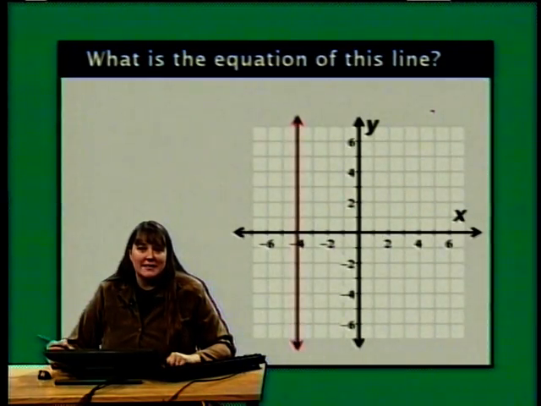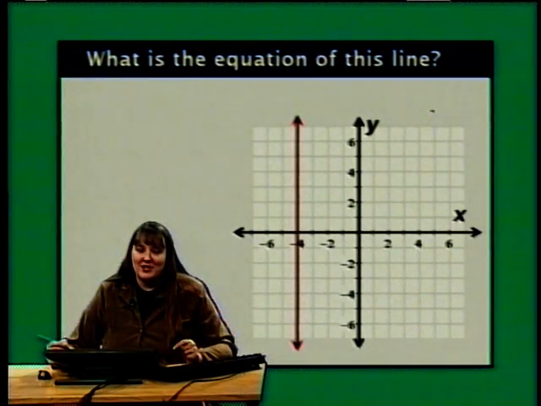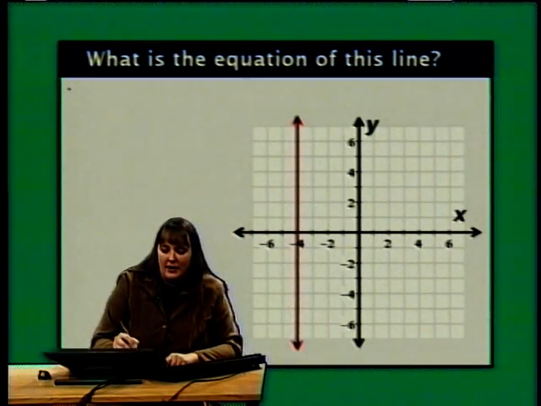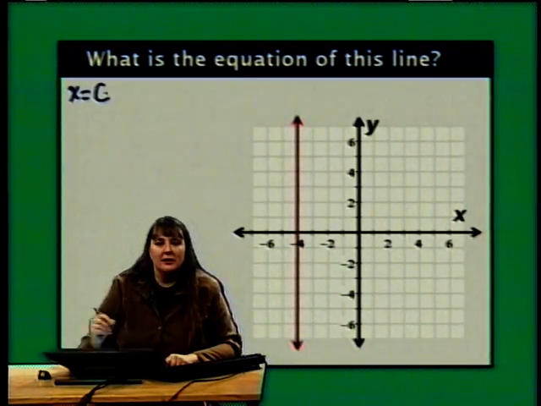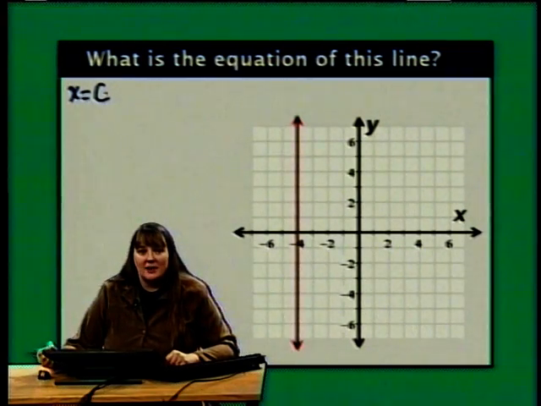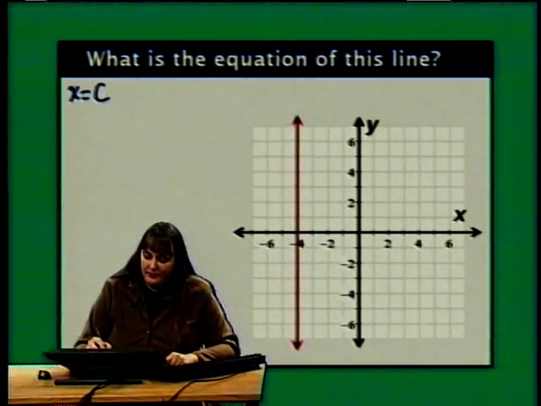What's the equation of this line? Well, it looks like I have a vertical line, and we were just told that the equation of a vertical line is always of the form x equals c. So I need to figure out what is this constant c. Well, let's locate a couple of points on the line.